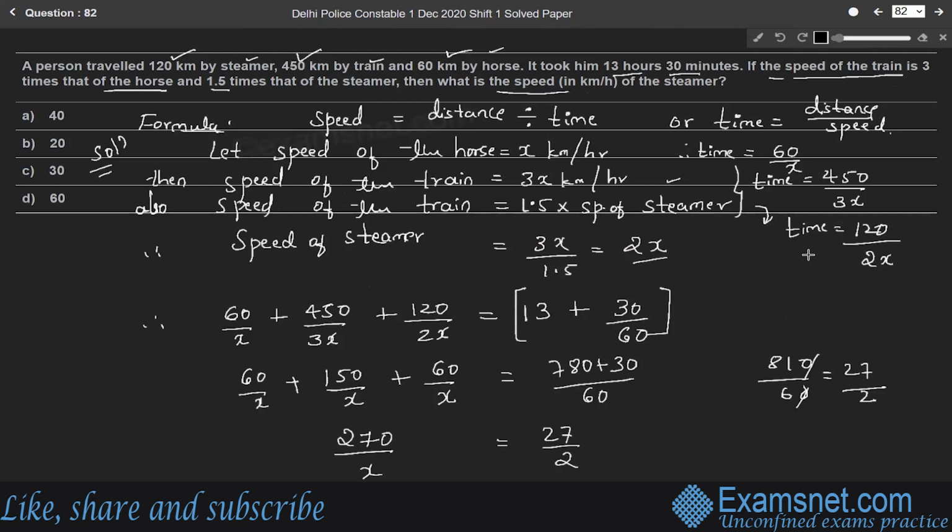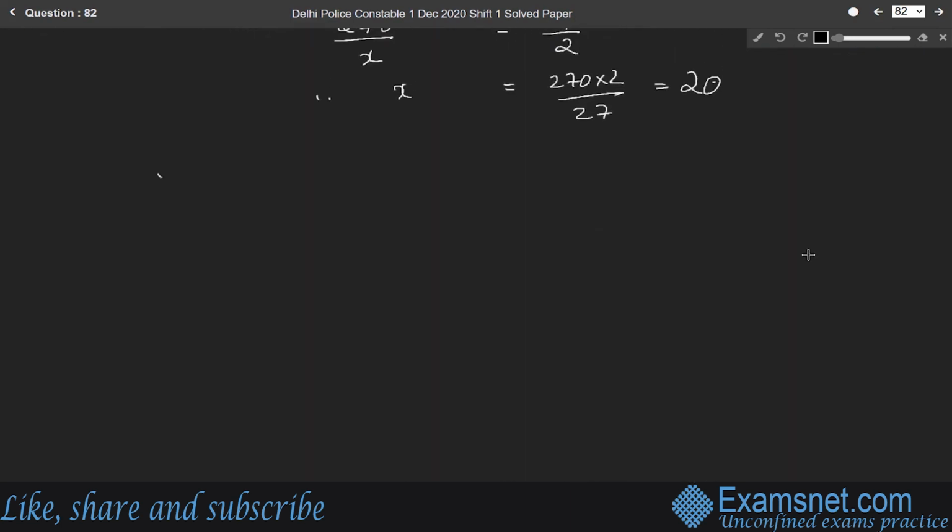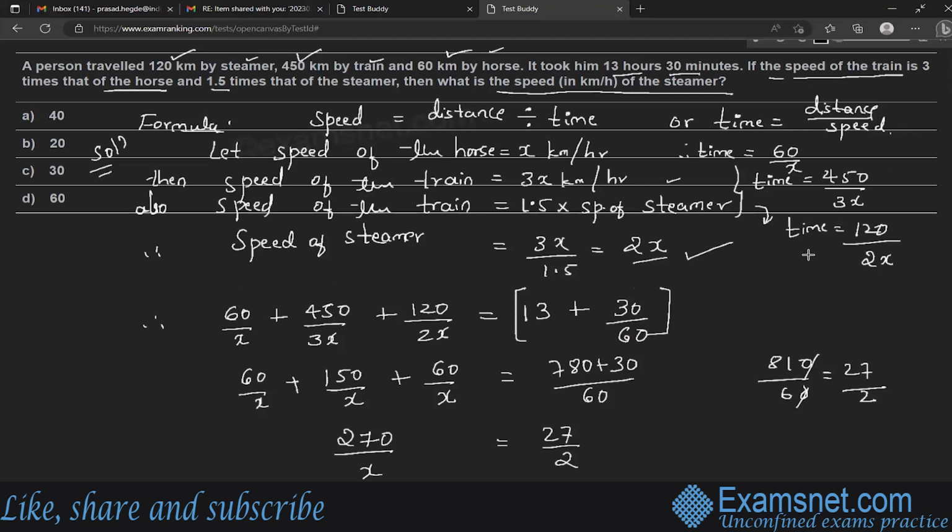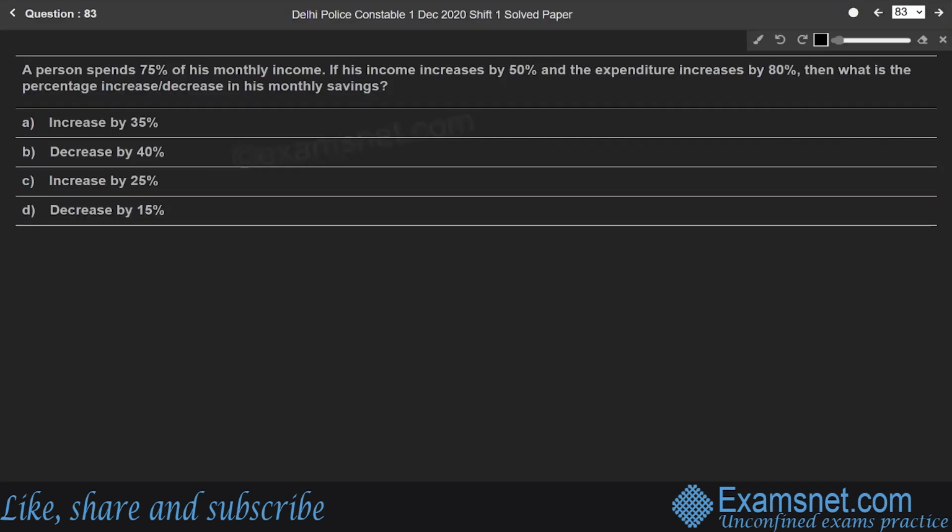So what is asked in the question? What is the speed of the steamer? According to our calculation, it is 2x. Therefore, the speed of the steamer is equal to 2x, which is 40 kilometer per hour. Therefore, option A is the right answer.